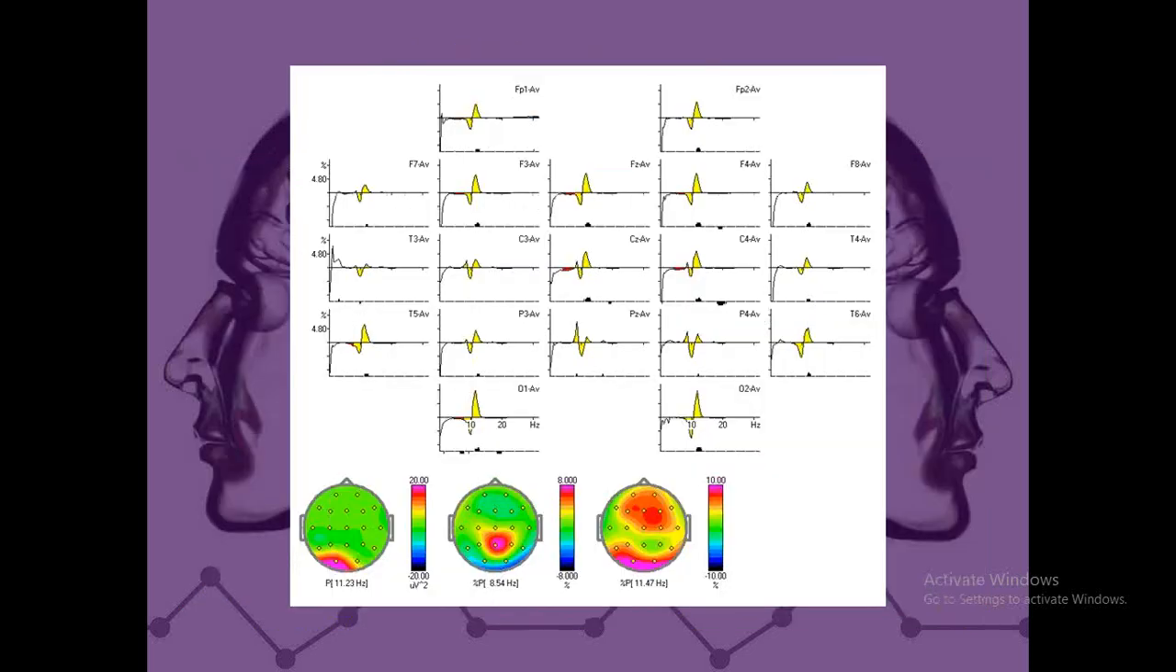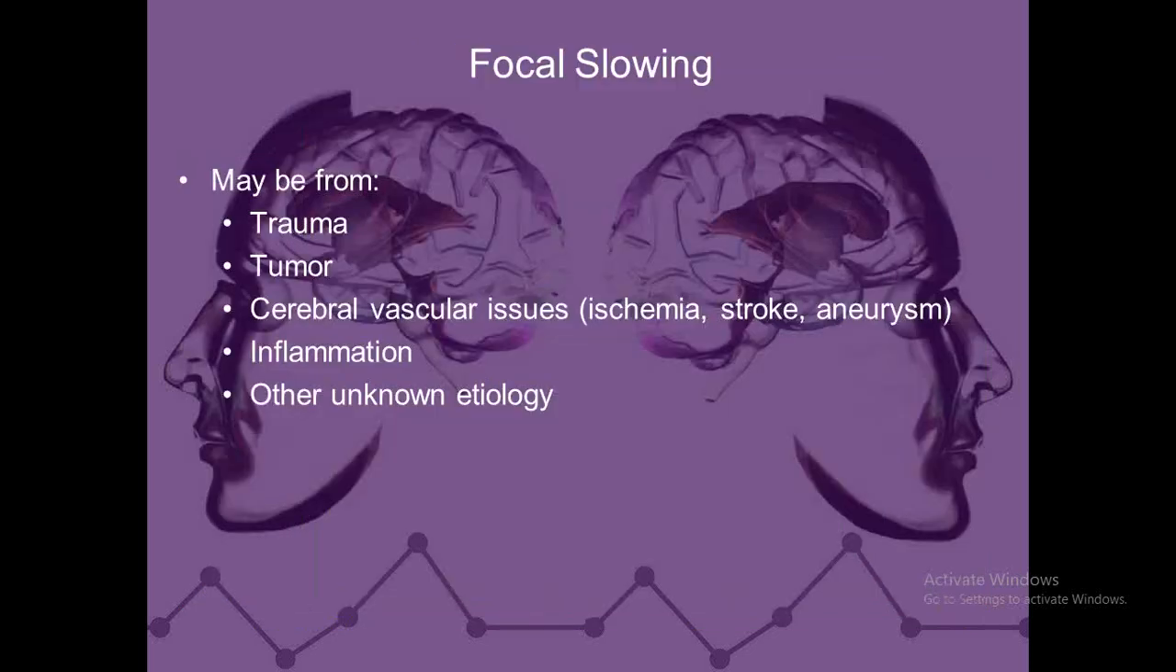We can get into medications another time. Focal slowing. This is another pattern that we see. The problem with focal slowing is that you can't tell the brain, let's just take a look at this one part of the brain and ignore the rest of the brain. So medications don't work well. Neurofeedback works well, but we find it associated with traumas, tumors, cerebral vascular issues. I'll go into more of that later on. Inflammation and other known etiology.